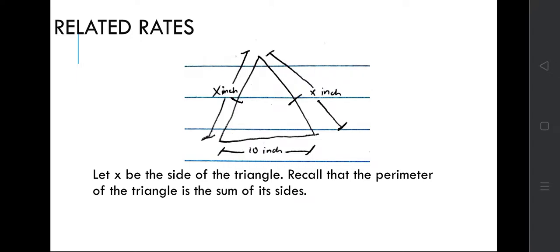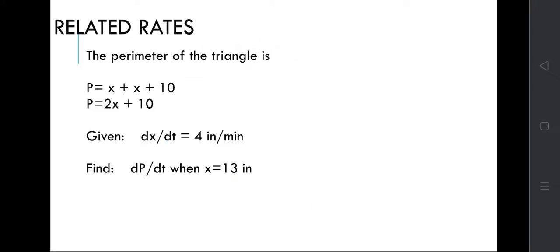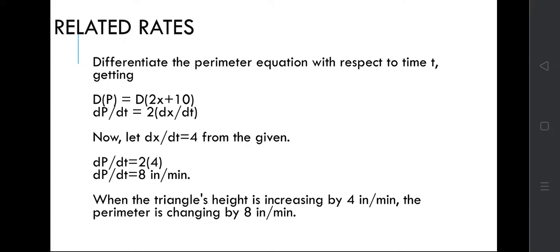Let x be the side of the triangle and recall that the perimeter of the triangle is the sum of its sides. So, side plus side plus side. Since given yung 10 and given yung dalawang sides which is x, we can now have the perimeter of the triangle, P is equal to 2x plus 10. Given values, yung dx over dt natin is nagbabago into 4 inches per minute. And ang kailangan natin is dP over dt when x is equal to 13 inches.